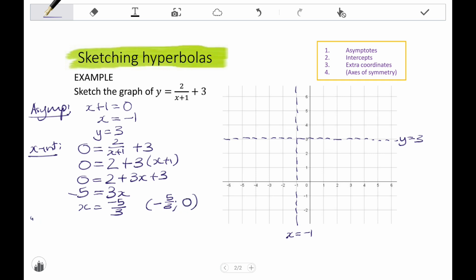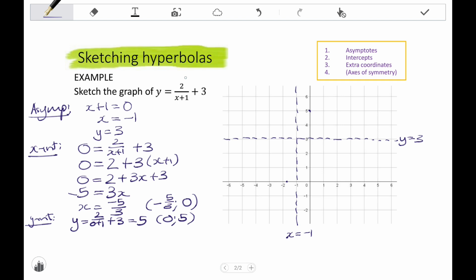Okay, for my y-intercept, I'm going to let x equal 0. So I have y equals 2 over 0 plus 1 plus 3. That simplifies to 5. So where x is 0, y is 5. Again, okay, so we can plot these points. So 0, 5, there's my y-intercept, and -5 thirds. So that's -1.67. Okay, is my x-intercept.